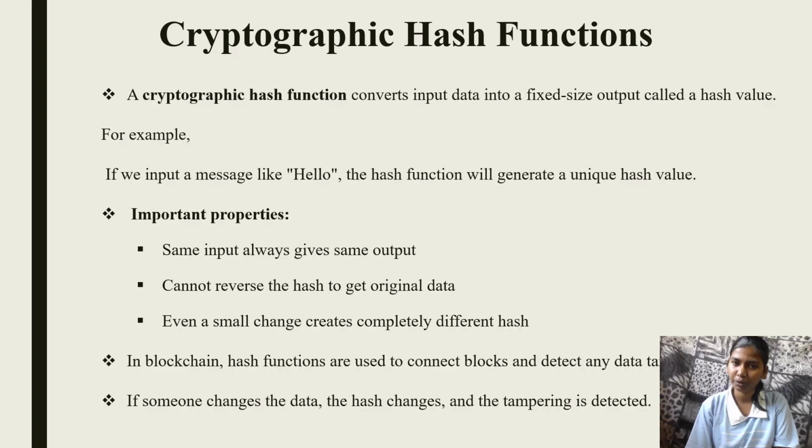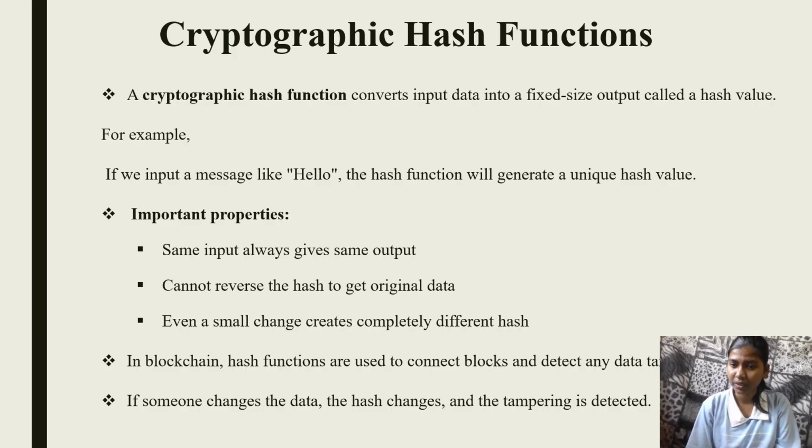So the most important properties of hash functions are: for the same input we will always get the same output. If there is any small change in input, then there will be a lot of change in the output, that is the hash value. Then we cannot convert the hash value into the original data. We can convert data into a hash value, but we can't convert the hash value into data. So even a small change creates a completely different hash.